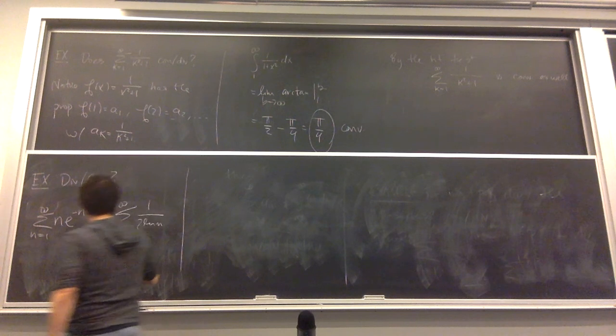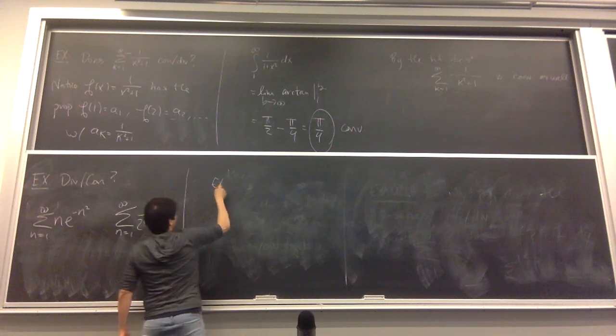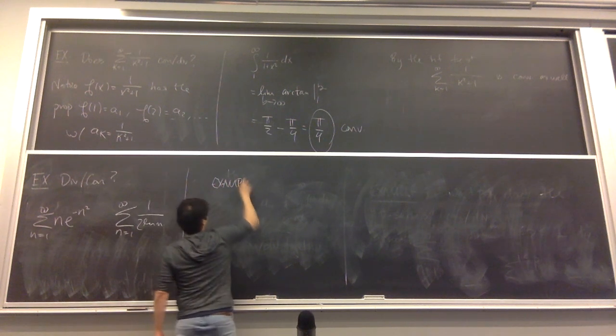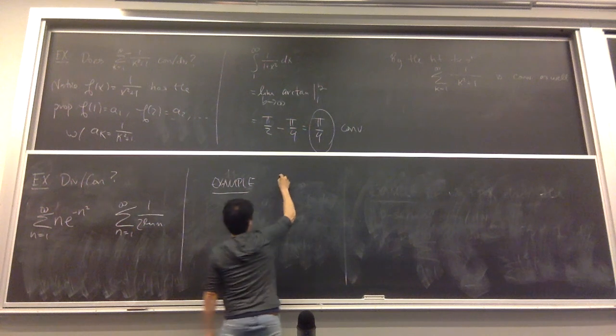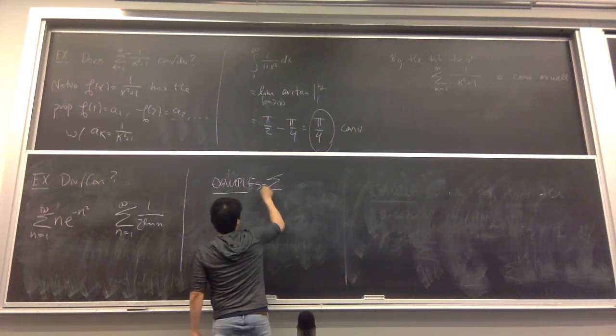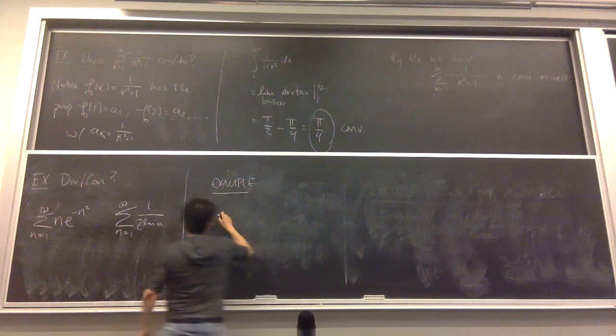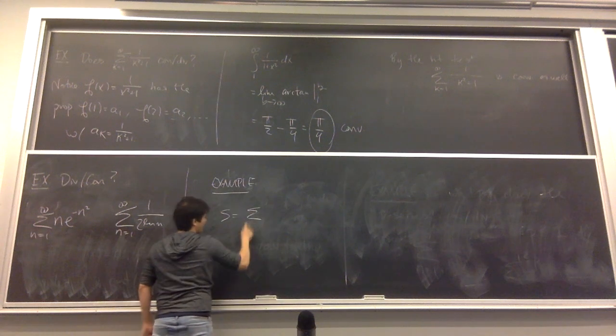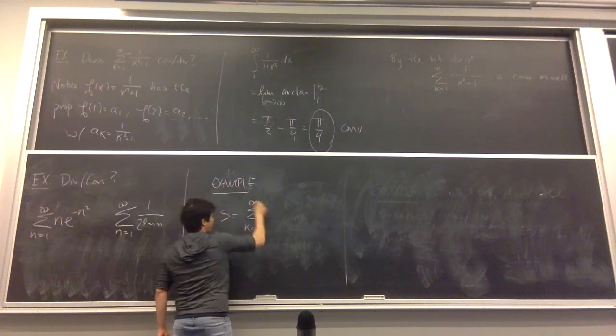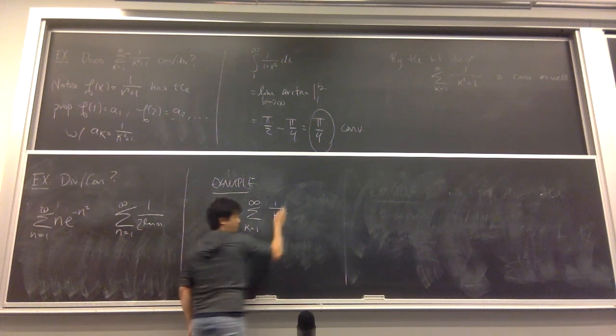Okay. Example. So let's return to this guy. Let S equal the sum from k equals 1 to infinity of 1 over k squared.